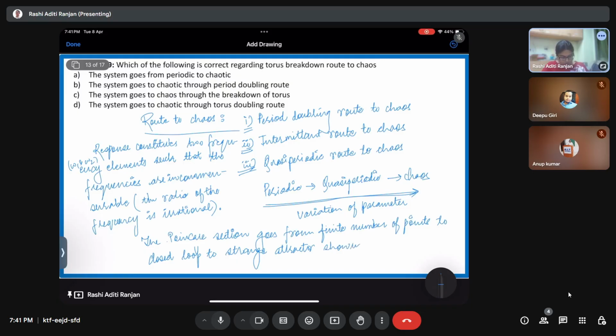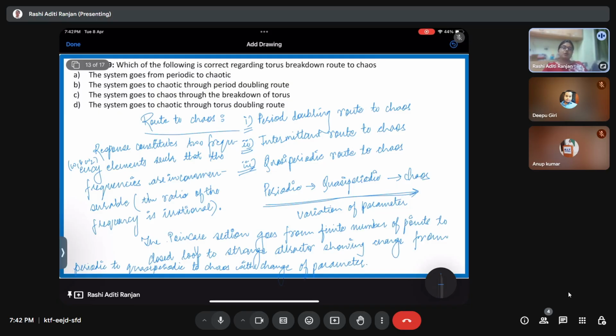showing change from periodic to quasi-periodic to chaos with change of parameter. Okay, this is fine because this is quasi-periodic route to chaos.